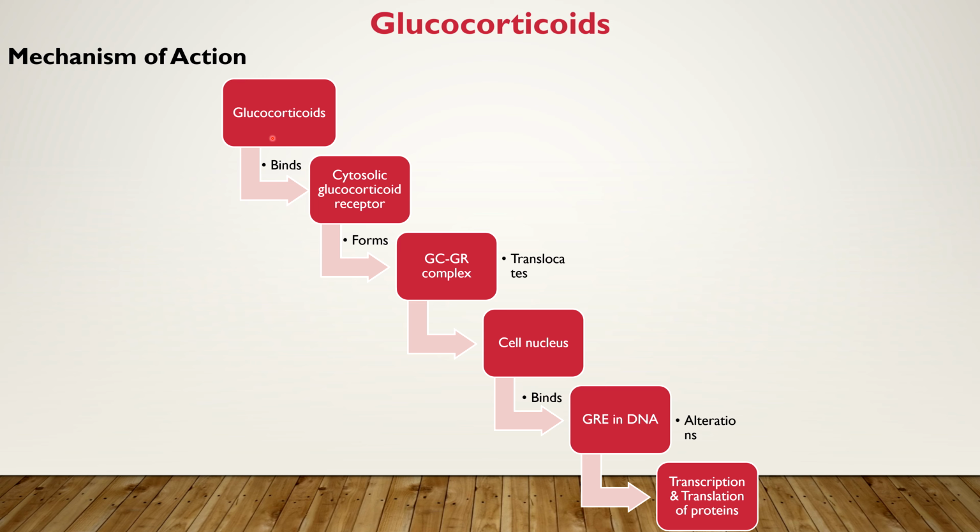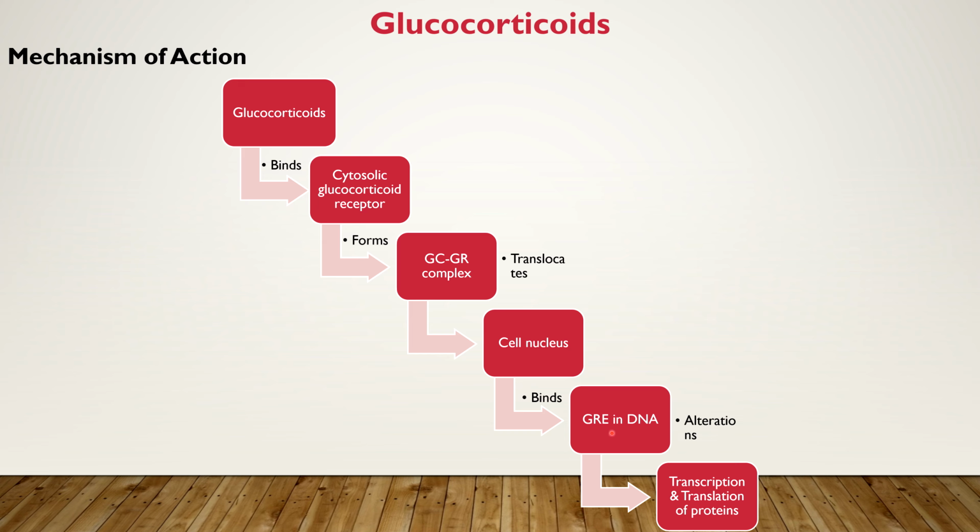So this glucocorticoid will bind the glucocorticoid receptor at the cytosol. Then it forms a complex. This complex itself translocates into the cell nucleus. After entering the cell nucleus, it binds the glucocorticoid response element at the promoter region of the DNA. After binding the promoter region, it makes changes or alterations in the transcription and translation of proteins. You know well, transcription means synthesis of RNA from DNA, translation means synthesis of proteins from RNA.